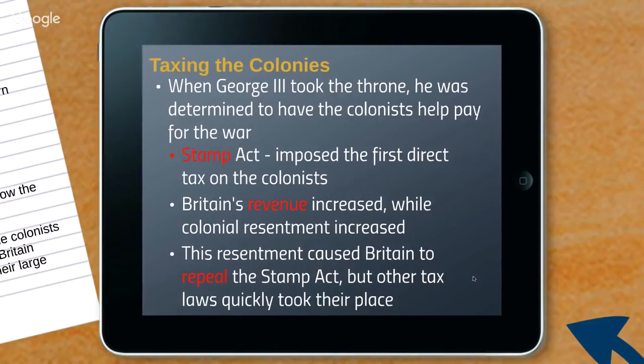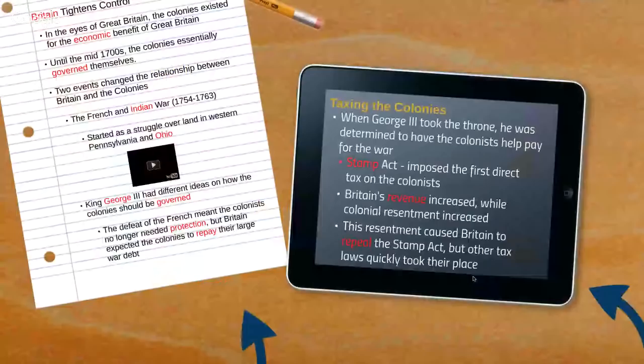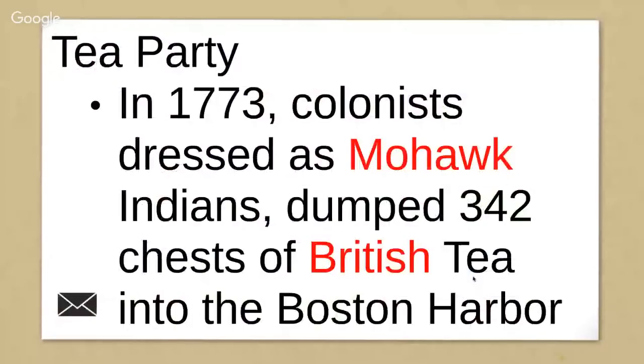So one of those things was a tea tax. There was a tax on tea that the colonists thought was unfair because, again, they were only being taxed in the colonies, not in Great Britain. So in 1773, as a demonstration against that tea tax, the colonists dressed up as Mohawk Indians, and they dumped 342 chests of British tea into the Boston Harbor and made the world's largest cup of tea. So some of you may be asking, why did they dress up as Mohawk Indians?